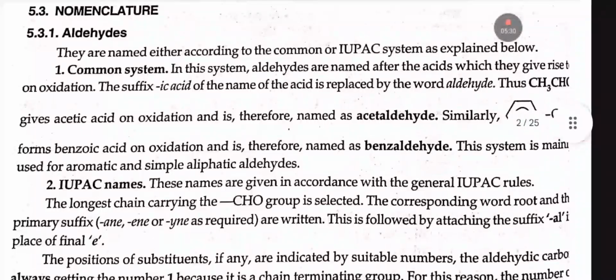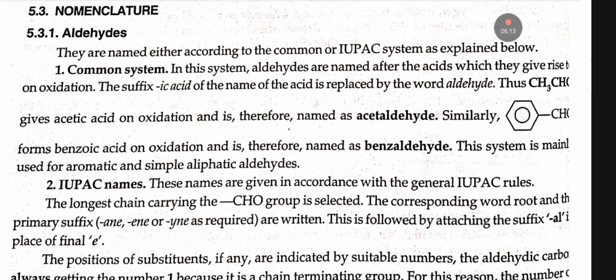Nomenclature. Aldehydes. They are named either according to the common or IUPAC name. Common system. In this system, aldehydes are named after the acid which they give rise to on oxidation. The suffix ic acid of the name of the acid is replaced by the word aldehyde. Thus, CH3CHO gives acetic acid on oxidation and is named as acetaldehyde. Similarly, benzaldehyde forms benzoic acid on oxidation and is therefore named as benzaldehyde. This system is mainly used for aromatic and simple aliphatic aldehydes.